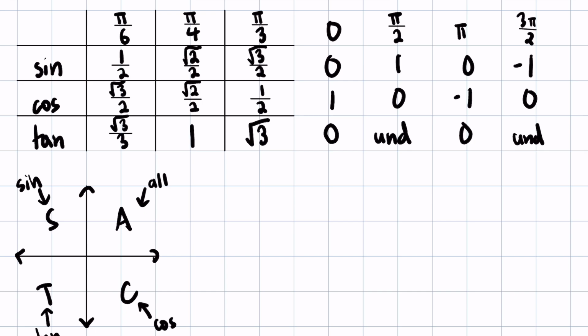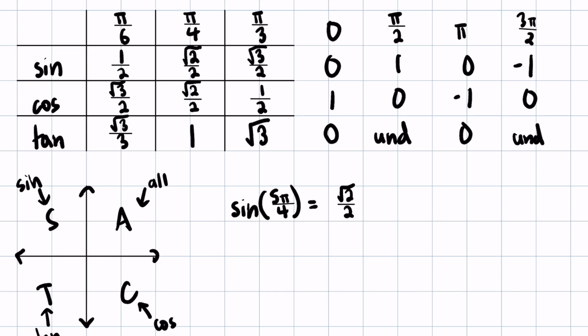So if I give you, say, sine of 5 pi over 4, our first step is to think, okay, so reference angle is going to be pi over 4. Sine of pi over 4, based on our chart, is root 2 over 2.